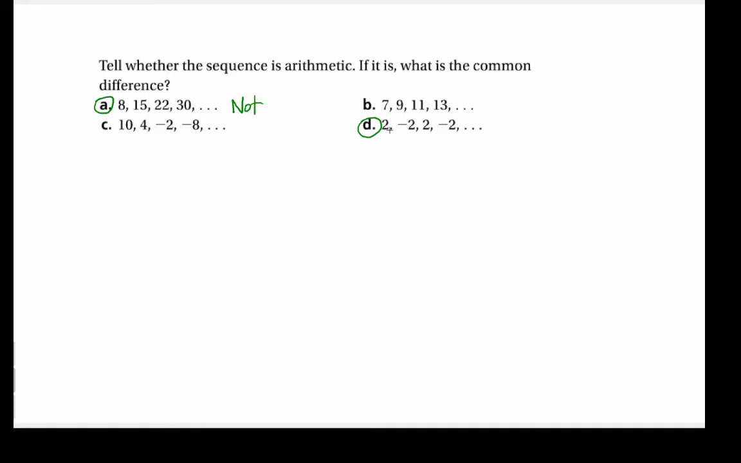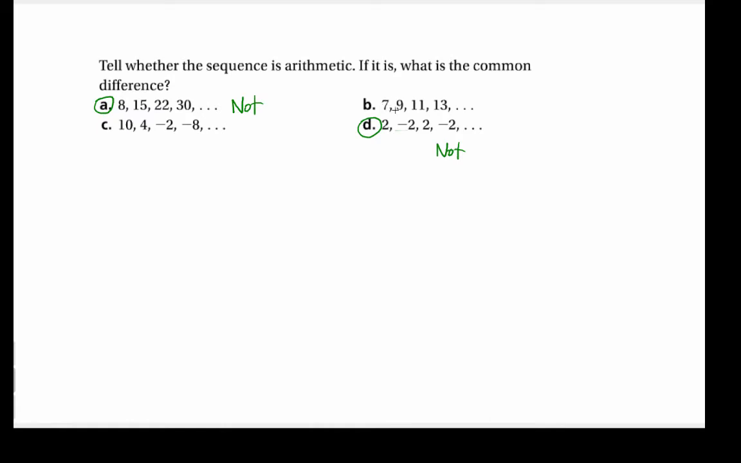Okay, right away, if we look here on part D, we go from positive to negative. So right away, that's a big clue that this is not arithmetic. The difference is 4, but it's like positive 4. This is a negative 4 difference, then a positive 4 difference, then a negative 4 difference, and a positive 4 difference, and so on and so on.